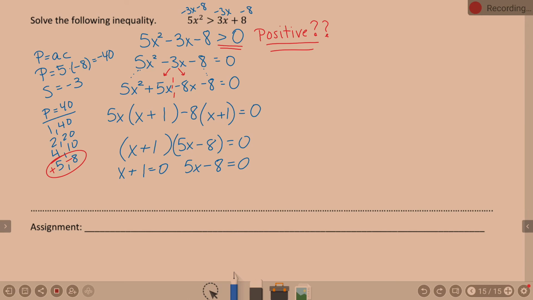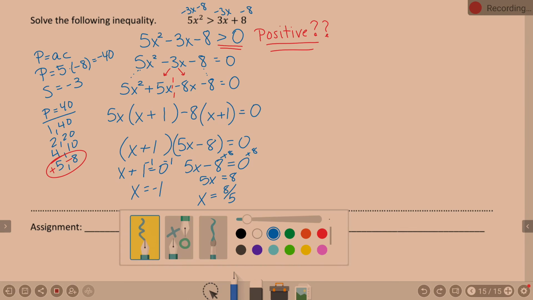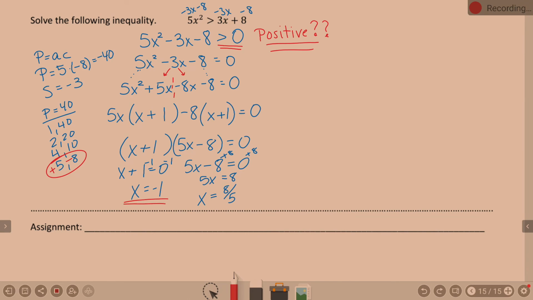If it's x plus 1, I'm guessing you guys already have this: x equals negative 1. If it's 5x minus 8, I'm adding 8. 5x equals 8. Divide by 5. x is 8/5. And I'm going to leave it as 8/5. Maybe I shouldn't, but I think it'll work out just fine. If you don't want to leave it as 8/5, this is 1 3/5, which is 1.6, if that helps you for the number line.